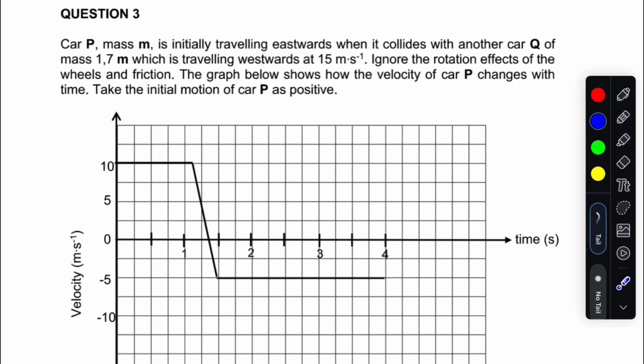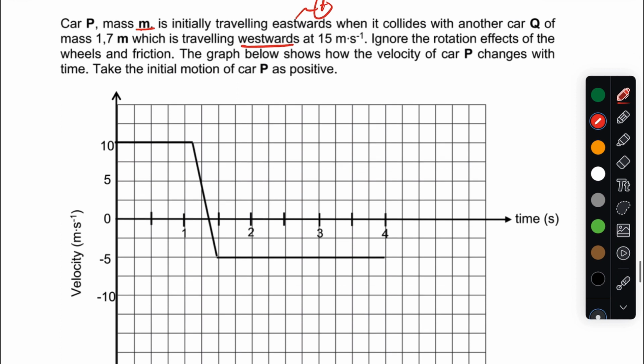So, guys, since they've chosen for us that the initial motion of car P is positive, we know the east direction is positive, and the west direction is going to be what? Negative. It's very important. Another thing that you need to note here in car P, we are not given the mass in kilograms, it is just mass m, which is unknown. It's very important to note that.